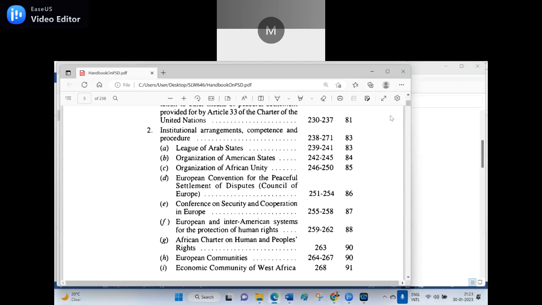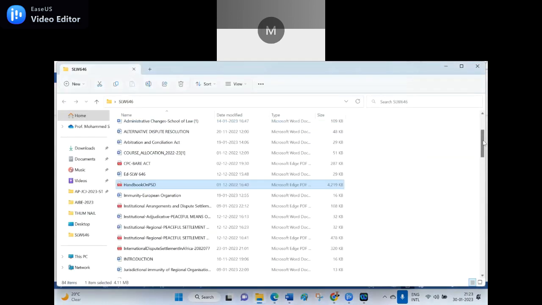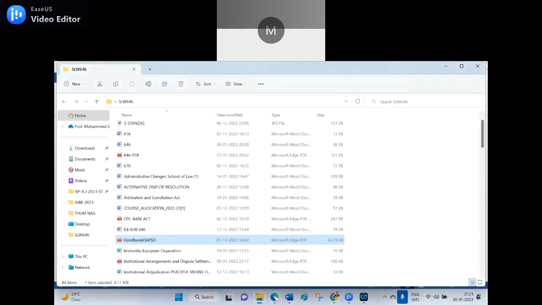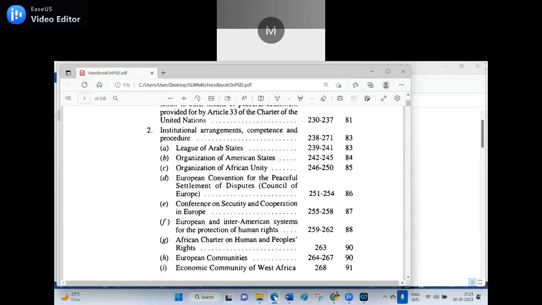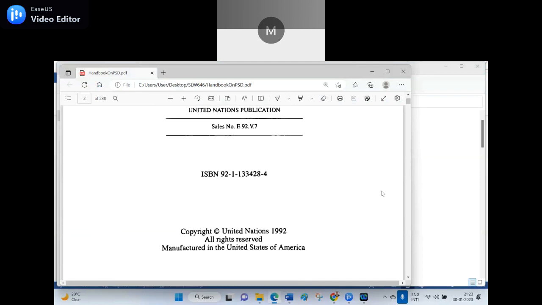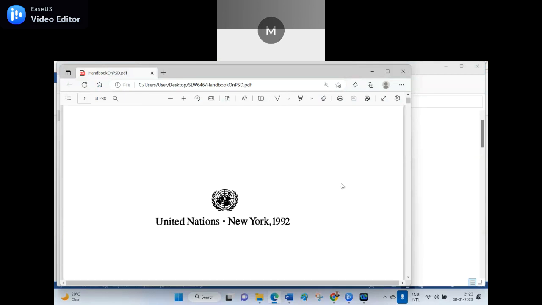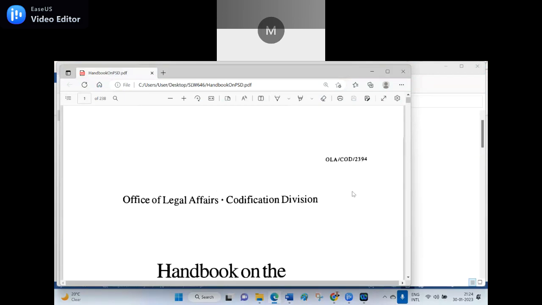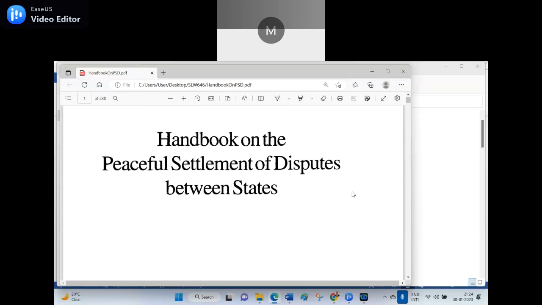I will scroll it up so that you could know it. What is this? This is the copy which I sent to you, the soft copy, and everybody has it. This is the copy regarding the handbook on the peaceful settlement of disputes between states. Is it not?